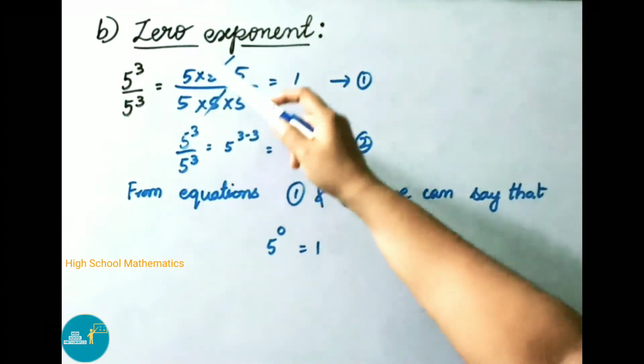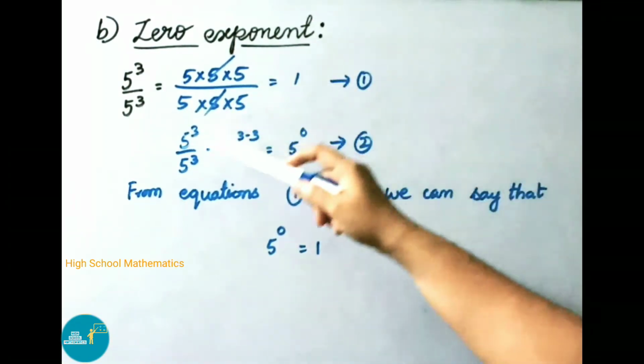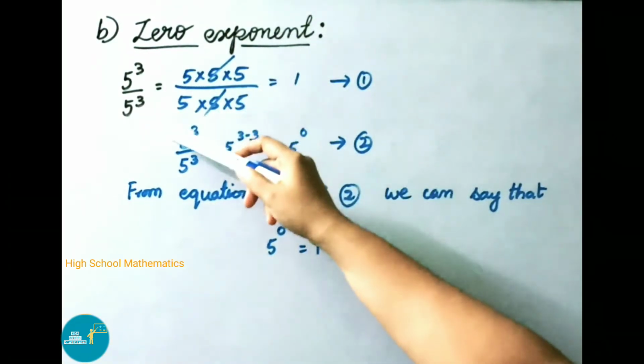See now the next topic, zero exponent. See the example, 5 power 3 by 5 power 3.